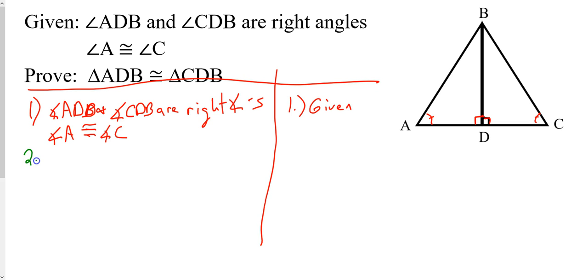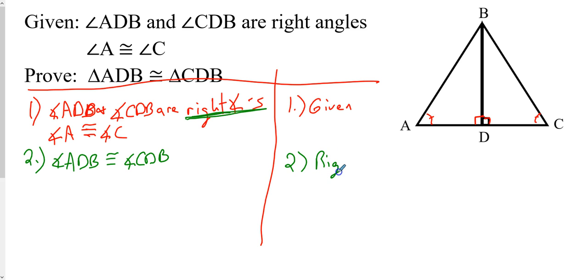Step 2. Anytime there's a vocab word, we need to break down what it means. So given that they're right angles means that they are 90 degrees. So we could actually put that angle ADB is congruent to angle CDB, because we know that all 90-degree angles are congruent. So this is called the right angle congruence theorem.